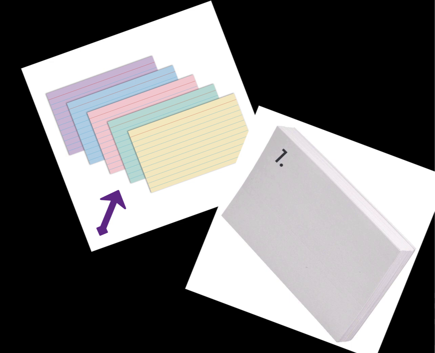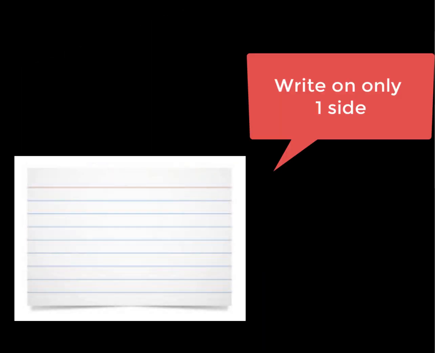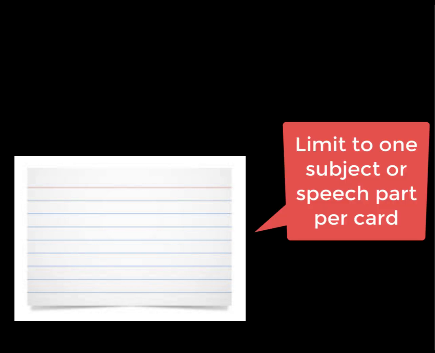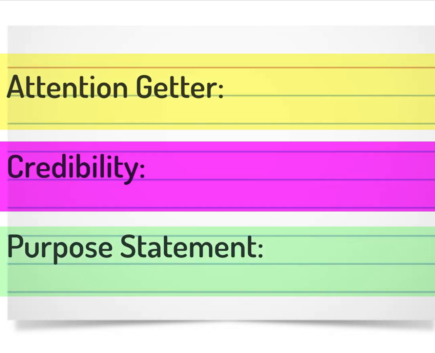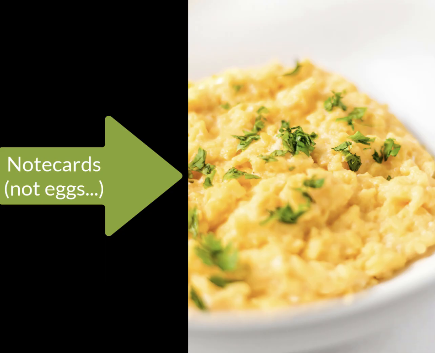Will they be lined or blank, color-coded or numbered at the top, stapled or simply placed in order? Once you start writing on the note cards, you'll want to write on only one side and limit the amount of information to only one subject or speech part per card. In other words, use one card per section of the speech, such as the introduction, the body, or the conclusion. Write large and consider color coding or highlighting the different parts. This will assist in case you drop your note cards or they get scrambled on the day of your speech.